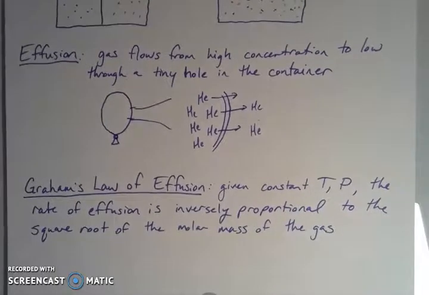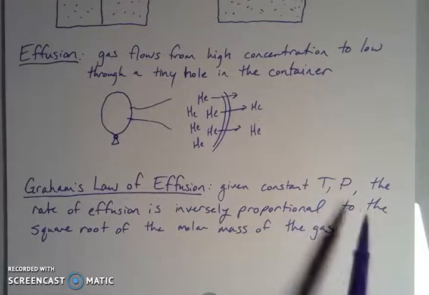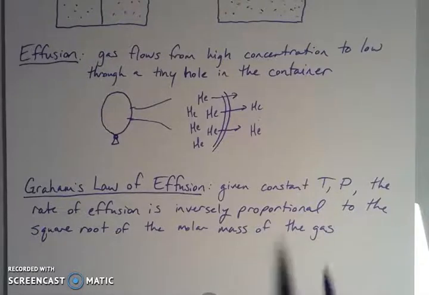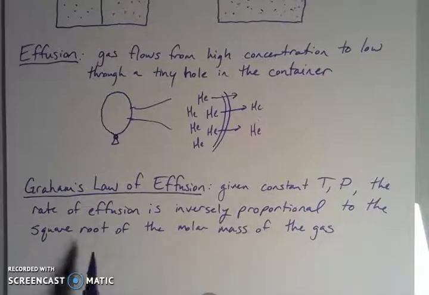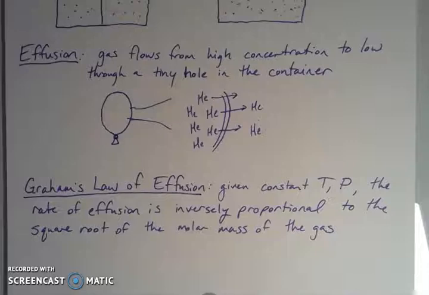Now, Graham's law of effusion says if we do this at a constant temperature and pressure, so if I'm at atmospheric pressure and I keep the temperature of my system relatively constant, then that rate of effusion, so how quickly this process happens, is inversely proportional to the square root of the molar mass. So square root of molar mass sounds like that RMS molecular speed we just talked about. Inversely proportional, so as one goes up, the other goes down.